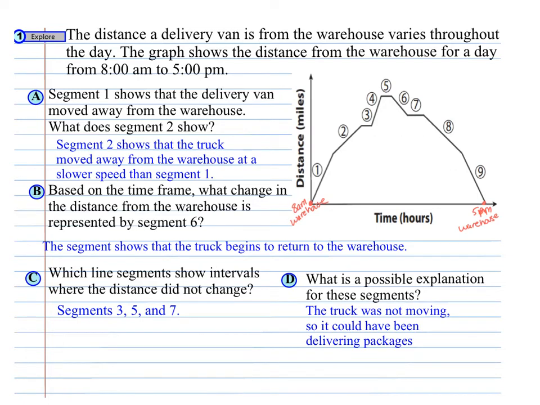On C, it says, which line segments show intervals where the distance did not change? And remember, does not change means it's a horizontal line. So this is a horizontal line at 3, a horizontal line at 5, a horizontal line at 7. So these are where it doesn't change.